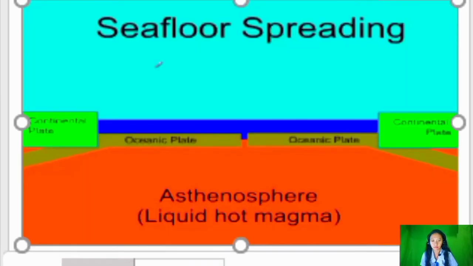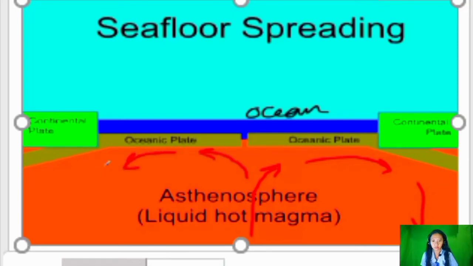The second type of divergent boundary is seafloor spreading. So here you can see we have continental plates and the oceanic plates that are sitting beneath the ocean, obviously. So what's happening is these oceanic plates are being pulled through convection currents that are deep in the asthenosphere. So the asthenosphere rises, moves to the side, and falls. And as it does so, it's dragging these oceanic plates, and so it's moving them apart.